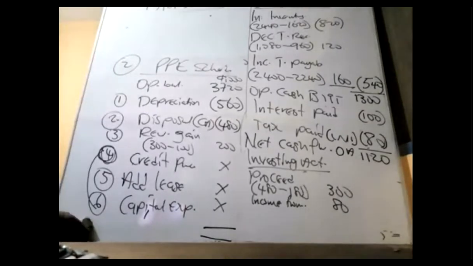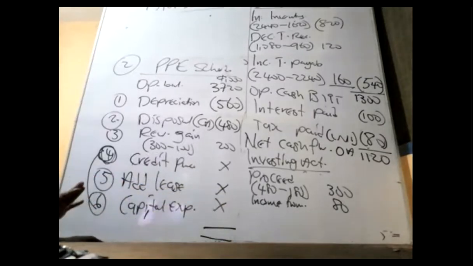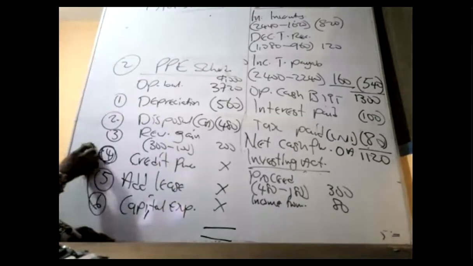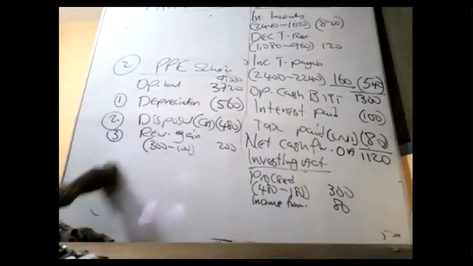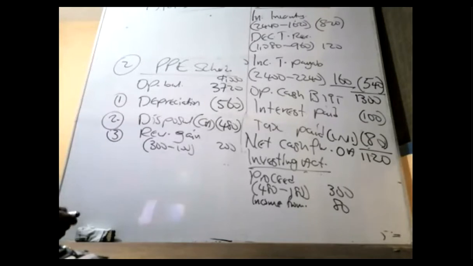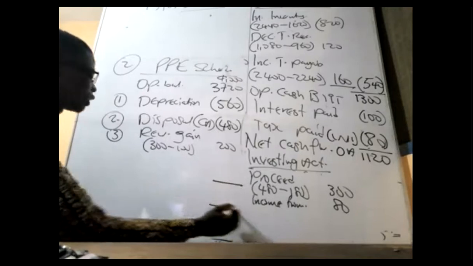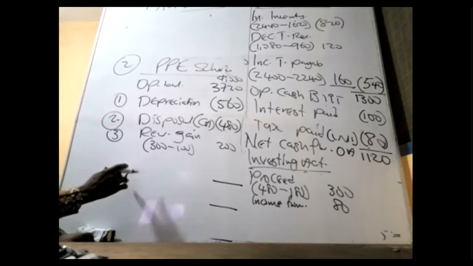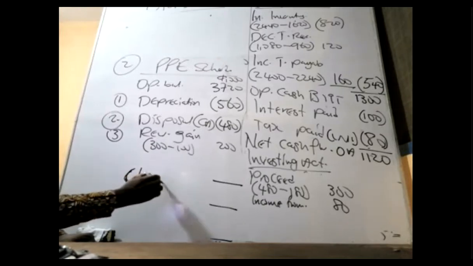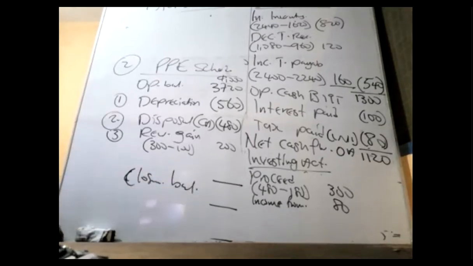Let's continue. Now I'm going to clear this one because they are not in the question. If they are not in the question, don't bring them. You write only what you see. So when you are done, leave a space like this and come and write the closing balance here, or balance carried down. Go to the question and do it.